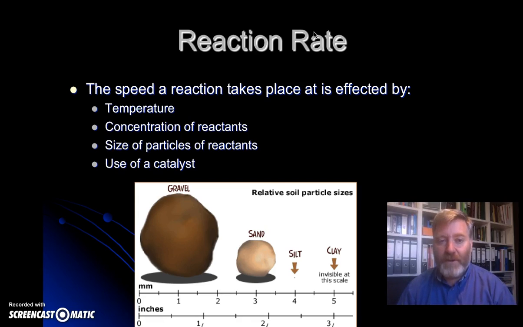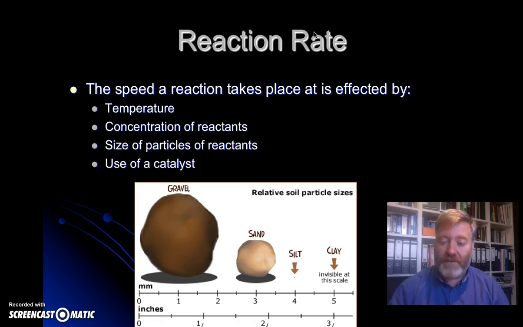Reactions can be made to go faster or slower. So the temperature changes a reaction quite a bit. So the hotter it is, the faster it goes. The colder it is, the slower it goes. I can make them more concentrated, so really concentrated acids work much faster. I can make the size of the particle much bigger or much smaller. The bigger it is, the slower it reacts. The smaller it is, the faster it reacts, because there's more surface area for the chemicals to work on.